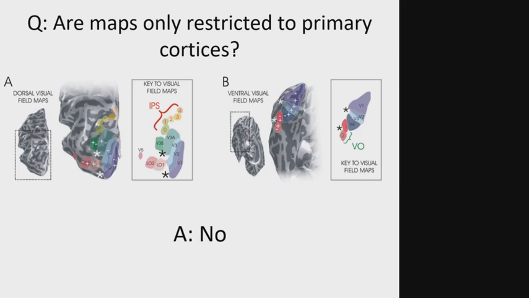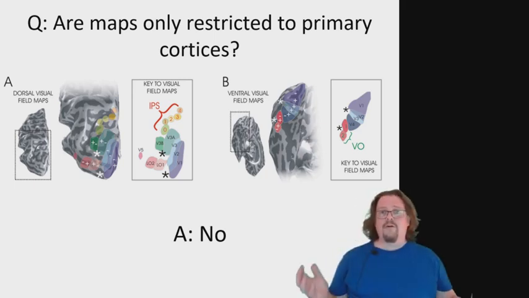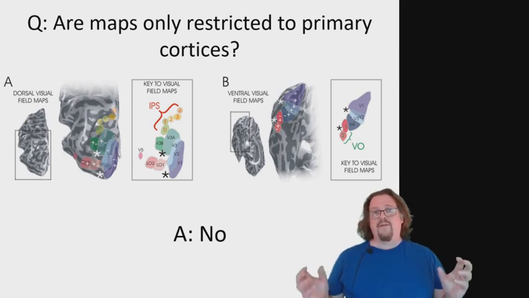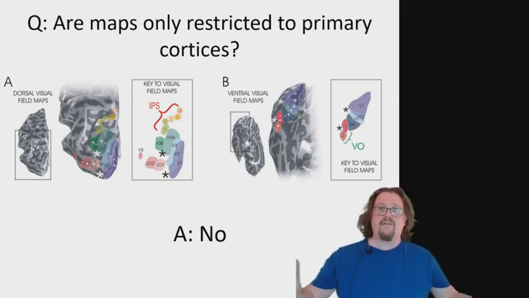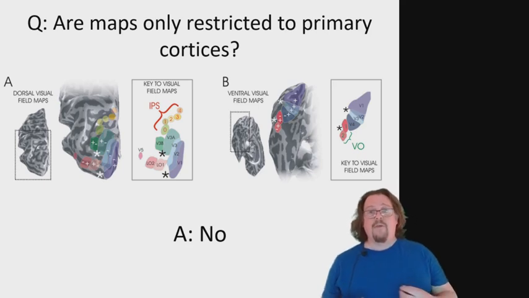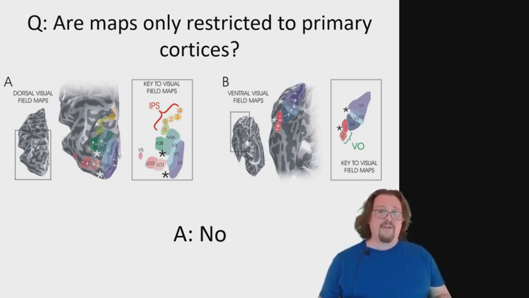So we know these visual field maps, these retinotopic maps, are not restricted to areas of the brain that are solely concerned with low-level visual processing. Instead, they extend to areas of the brain that are involved in much higher level computations. So for example, IPS is involved in computing actions in the immediate environment, for example, reaching out and touching an object.